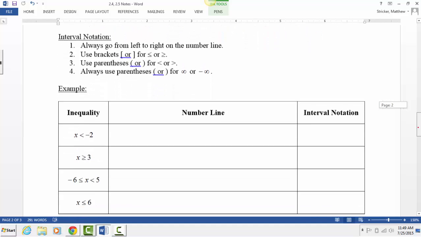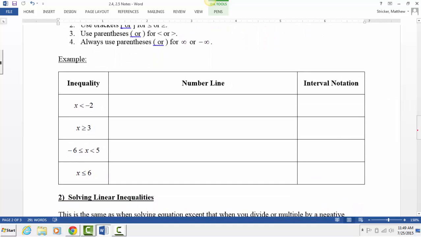So what I would like you to do here is go ahead and pause the video, and while you have the video paused, try to write out the number line solutions to each of these 4 inequalities, and then we'll come back and talk about what interval notation is. So again, go ahead and pause the video and write down what you think the answers are.